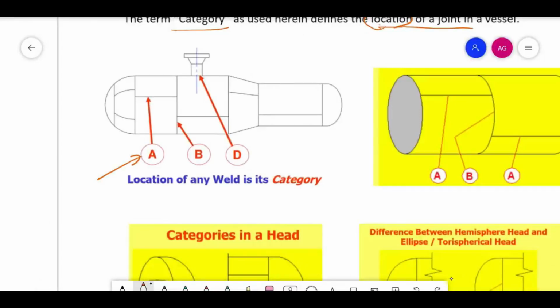The shell which is there, you join its plate. To make the shell, you join the plate from the middle. This is a long seam joint, the A category. The joint of shell to nozzle is called a D category joint. The joint of nozzle to flange is called a C category joint. So this is a type of location. The location of any weld is its category.